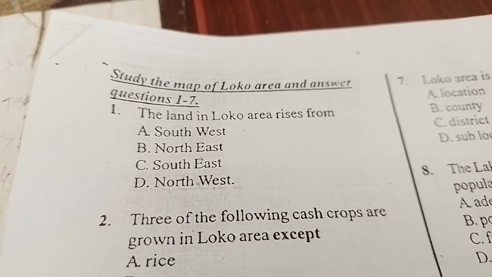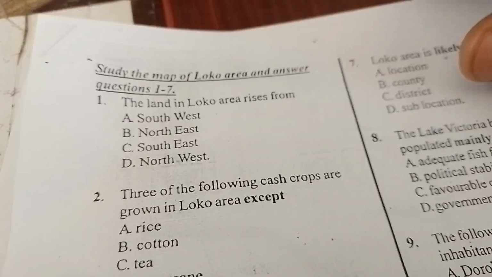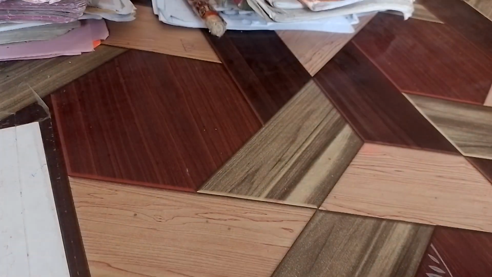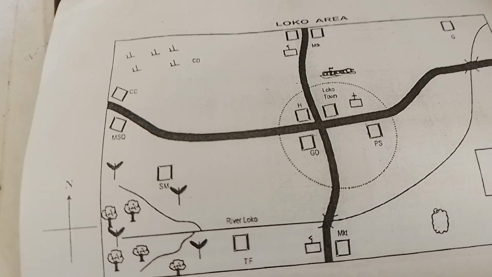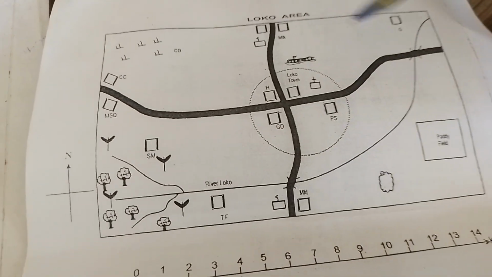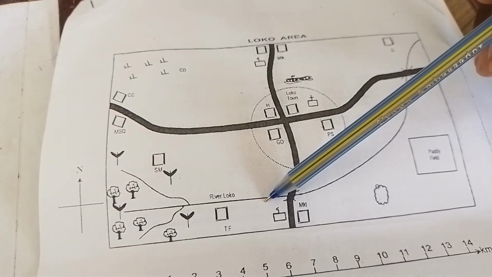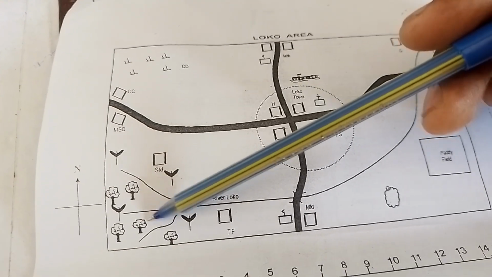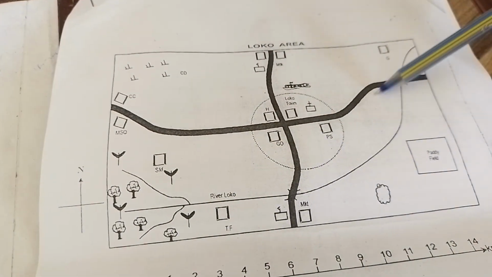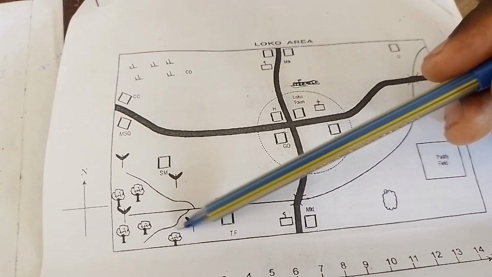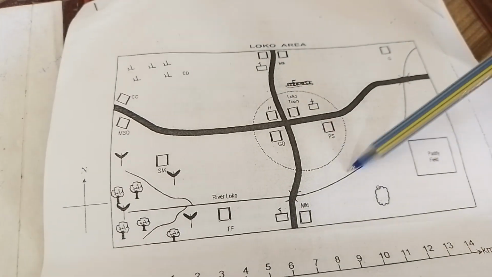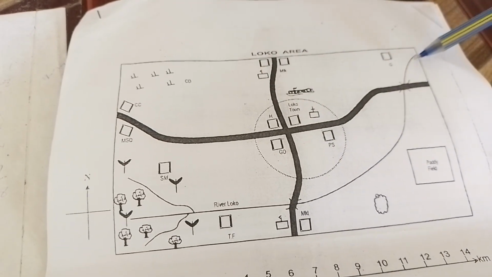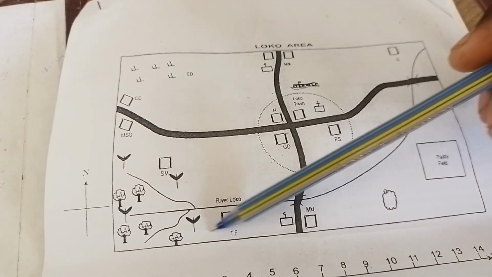Allow me to go through the first question very, very fast, so that we can understand what we are supposed to answer. The first question is, the land in a local area rises from, if I go back to the map, the land in a local area rises from, if we can see the flow of the river is flowing from the southwestern side to the northeastern side. So this land rises from the northeastern side to the southwestern side.